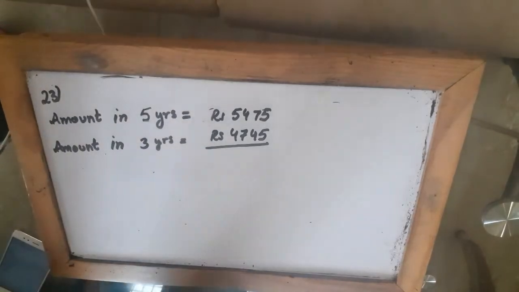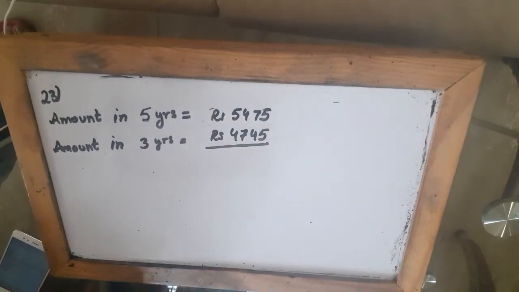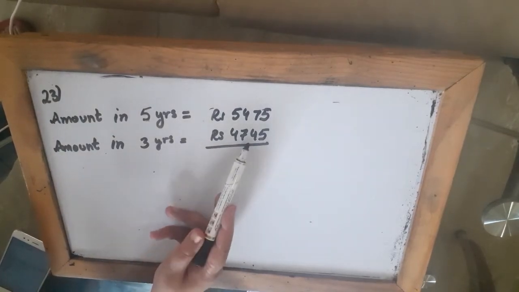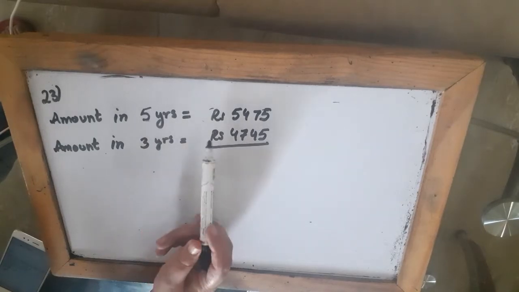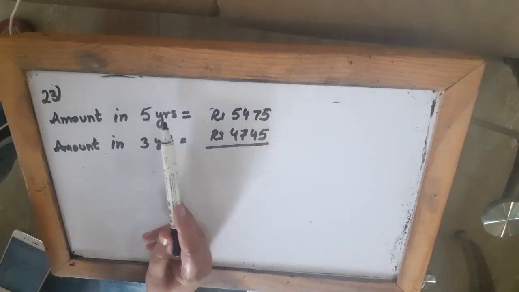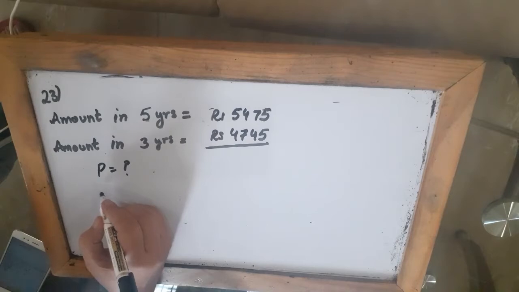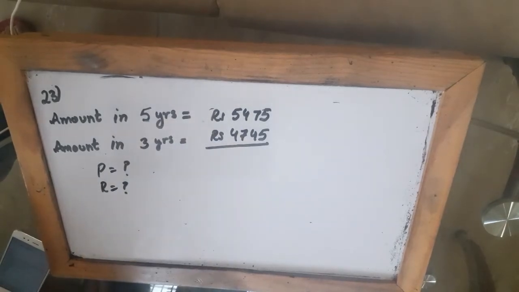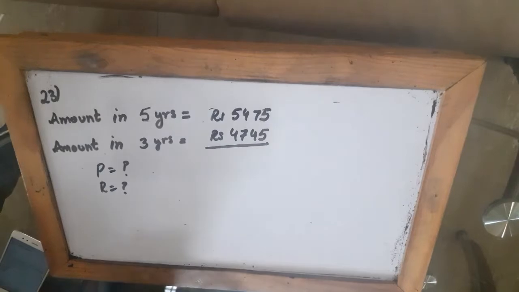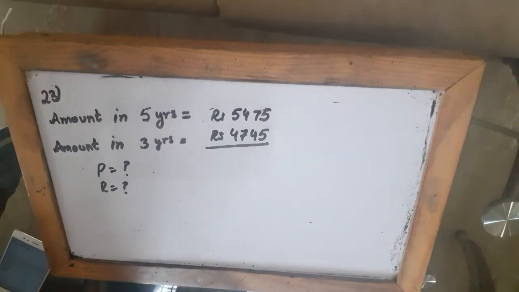Now the 23rd question, they are saying a sum of money, means the principal, the sum of money lent at simple interest amounts to rupees 4745 in 3 years and to rupees 5475 in 5 years. Find the sum. I have to find the sum and the rate percent also. Okay. Now before I start with this question, let me come to the point where I introduced this concept to you.